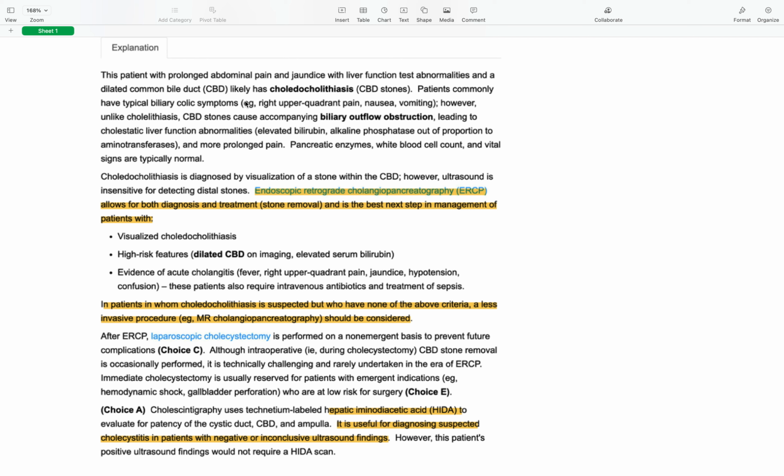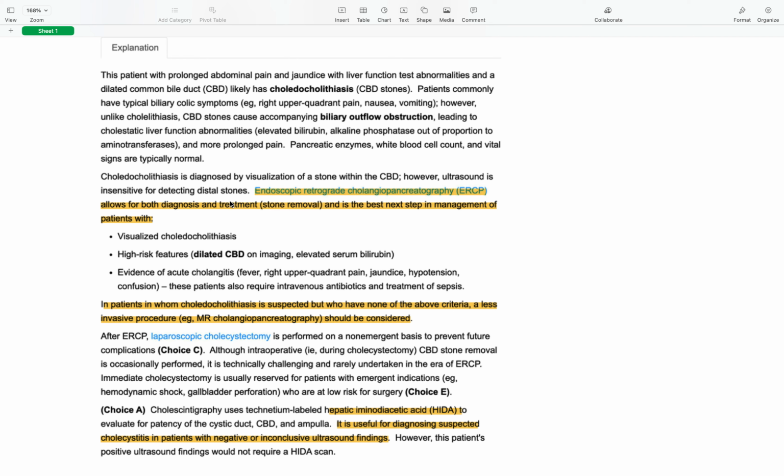diagnostic, okay. So this patient, with prolonged abdominal pain and jaundice with liver function test abnormalities and a dilated common bile duct, likely has choledocolithiasis, okay? So patients commonly have typical biliary colic symptoms. Unlike biliary colic, CBD stones cause accompanying biliary outflow obstruction. So it shows cholestatic liver function abnormalities with elevated bilirubin and alkaline phosphatase, out of proportion to aminotransferases, and more prolonged pain.